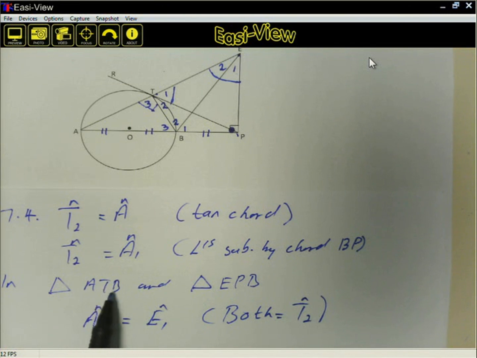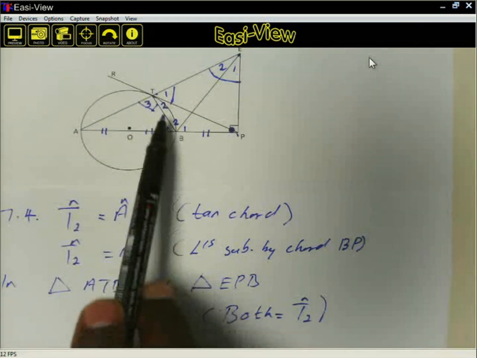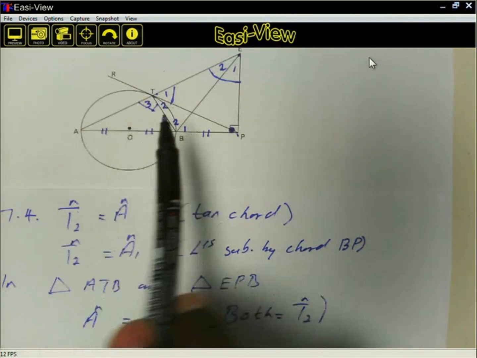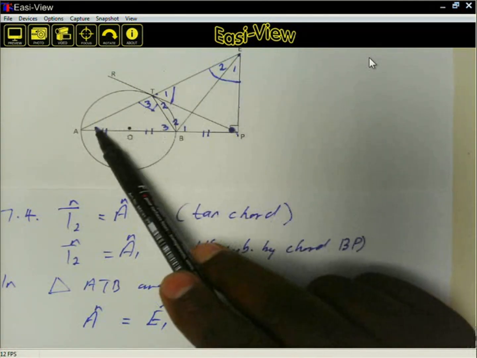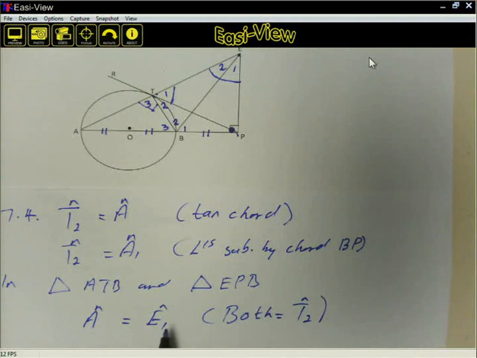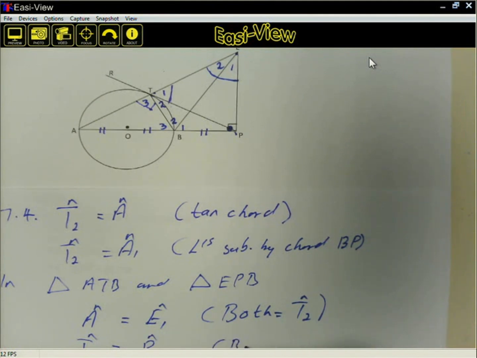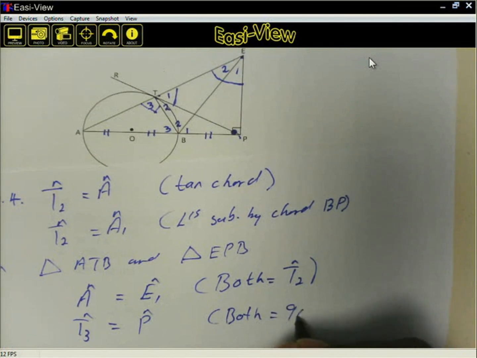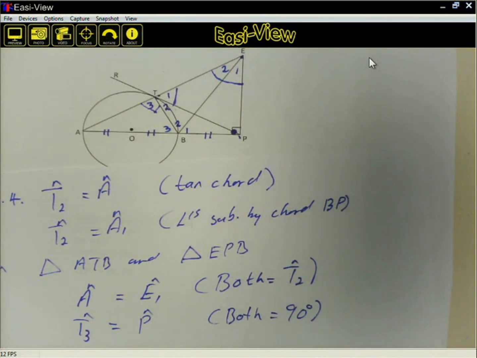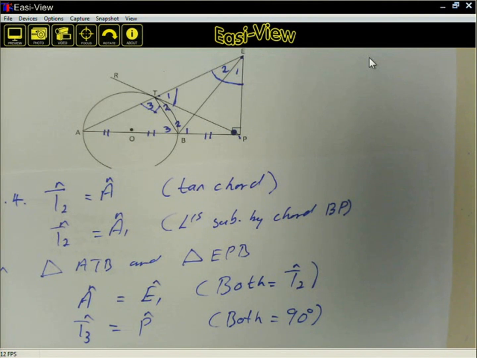We look at triangle ATB. We said T2 is equal to A. We also said T2 is equal to E1. Therefore, E1 is equal to angle A, both equal to angle T2. That's the first pair. The second pair, remember, angle T3 is equal to angle P, and they are both equal to 90 degrees.